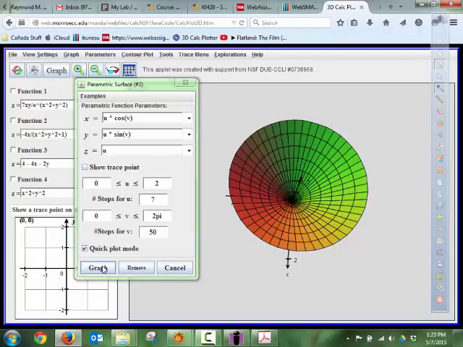So if you actually had a sphere instead, and you had two steps for your r, it would be like a dot, like a bend. A diamond, like a three-dimensional bend.